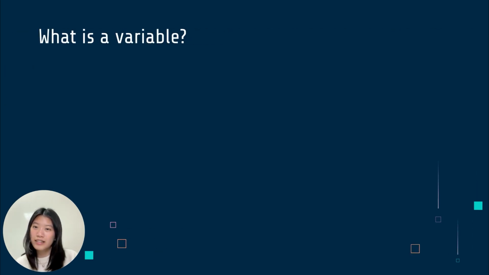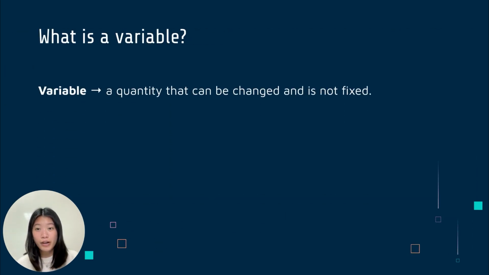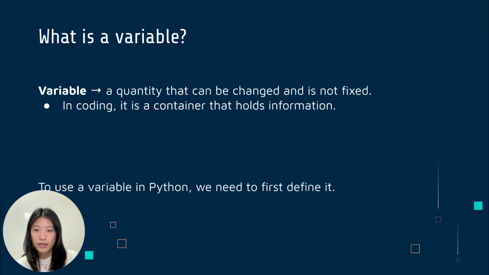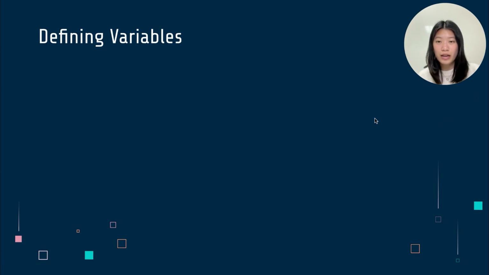So what exactly is a variable? A variable is a quantity that can be changed and is not fixed. And in coding, it is a container that holds information. So in order to use a variable in Python, we need to first be able to define it. So now we're going to go over the steps on how to define a variable.